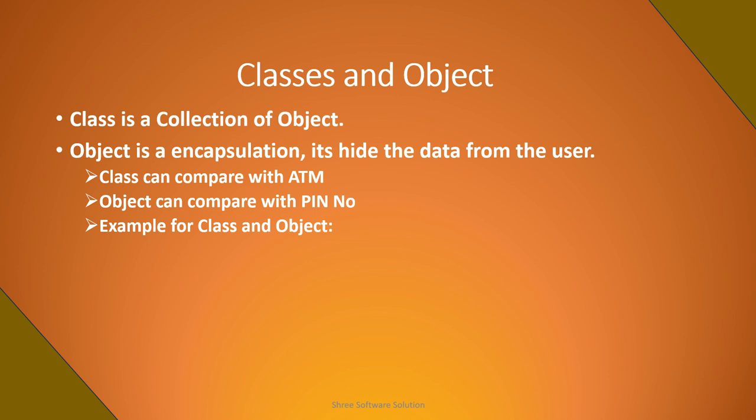Now, an object is an encapsulation. It hides the data from the user. We are not able to access it directly without an object.